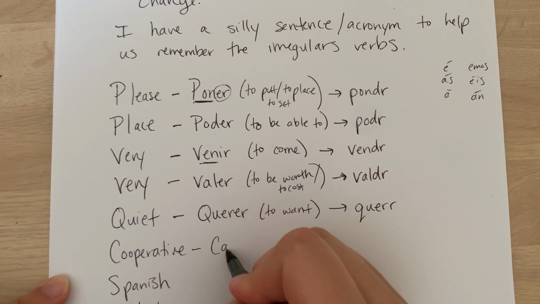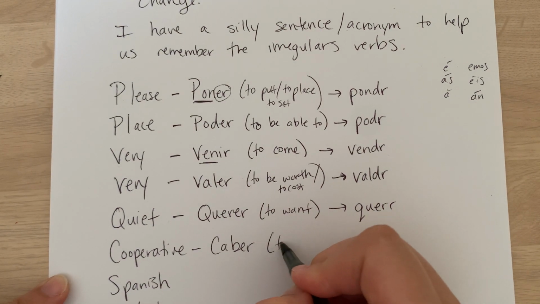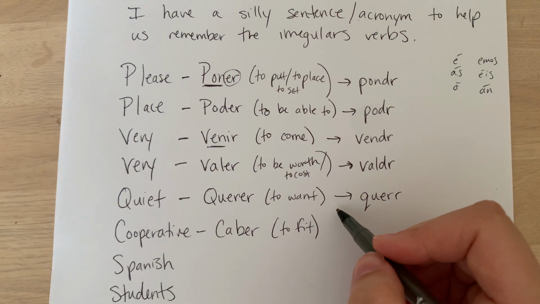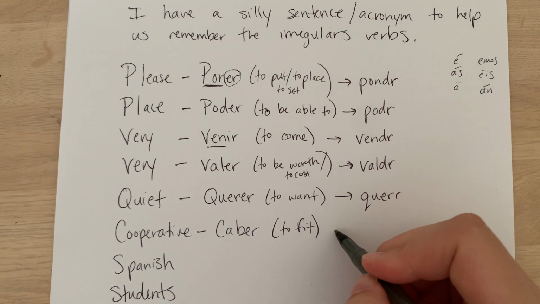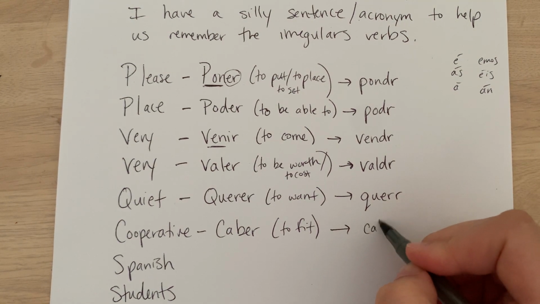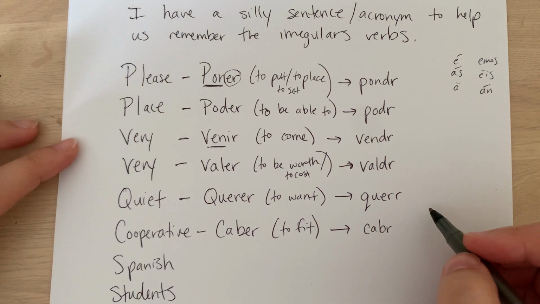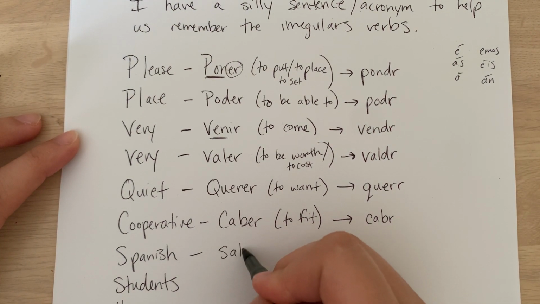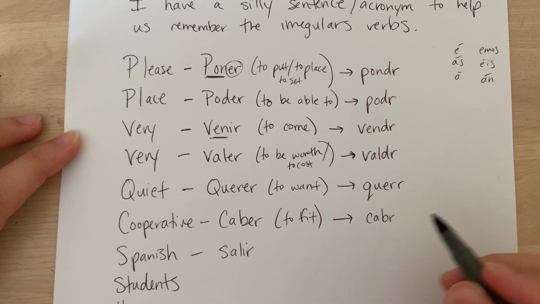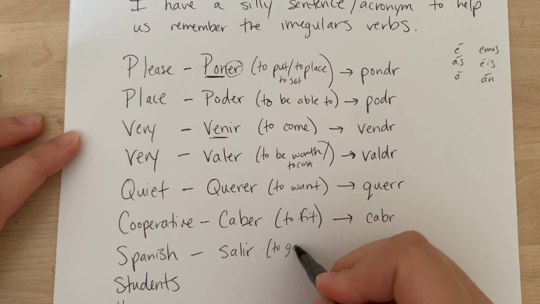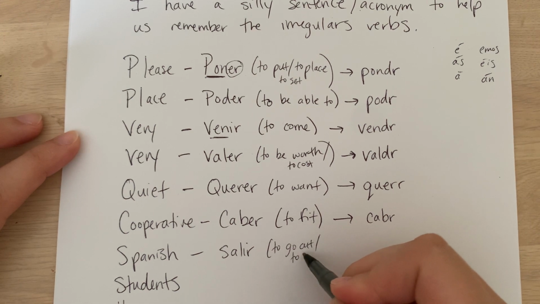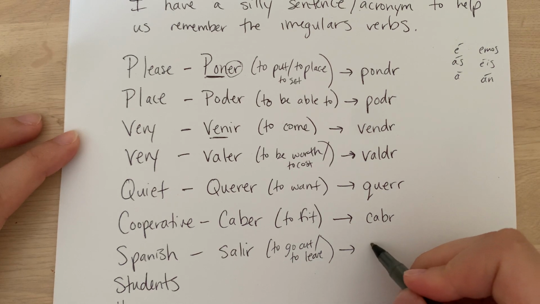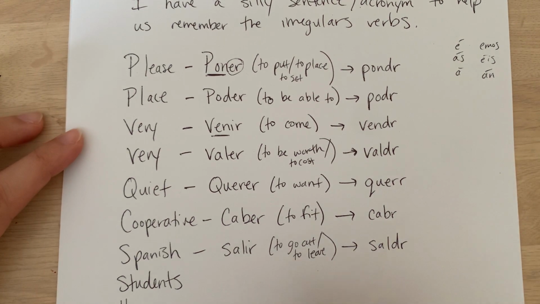Right here we've got caber. Caber means to fit. So, are we all going to fit in your car tomorrow, or do I need to take my own car? To fit, this one goes to cabr. Okay. Next, es salir, which means to go out or to leave. And this one goes to saldr.